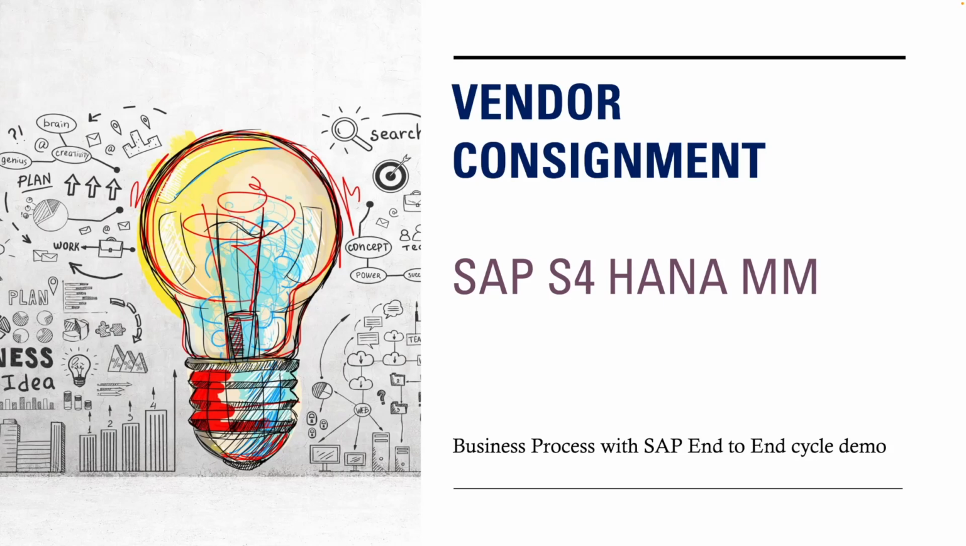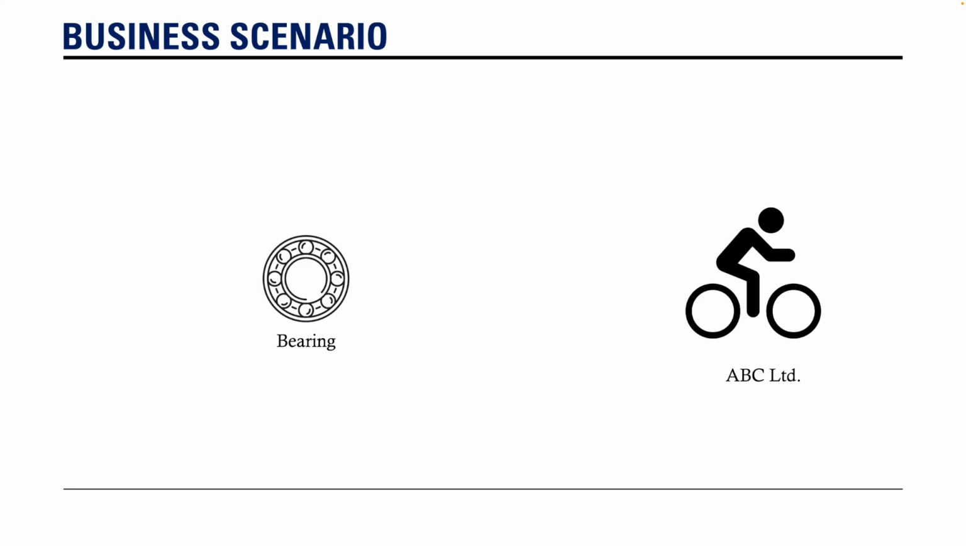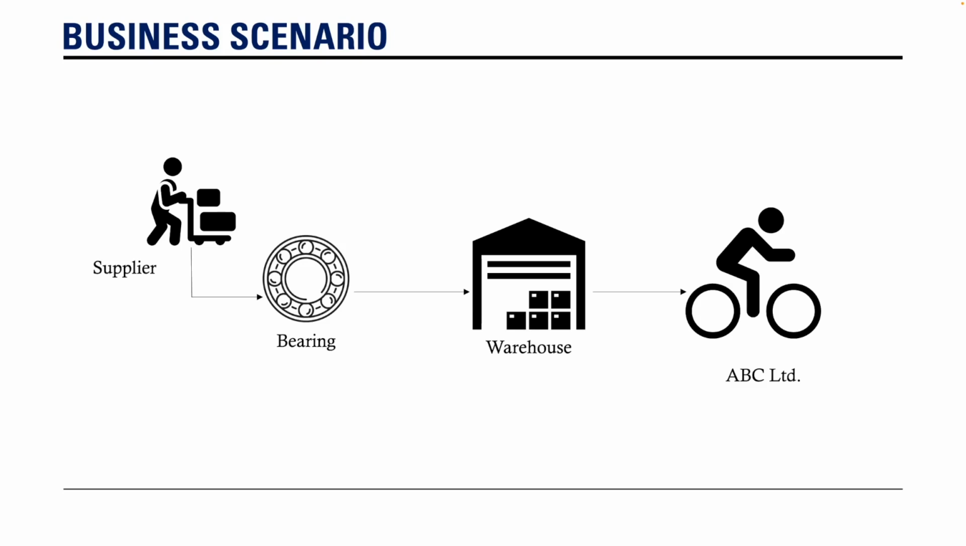So let's start. To understand the vendor consignment process, let's see a business scenario. Let's say that there is a company called ABC Limited which manufactures bicycles. For manufacturing the bicycles, it requires bearings on a daily basis. Now this bearing is supplied to the company through a vendor, and the bearing is supplied to the warehouse of the company, and through the warehouse it is issued on a regular basis whenever the bearing is required for the production process. Now this is a very simple process of utilizing a material by procuring the material from a vendor and storing that in a warehouse.